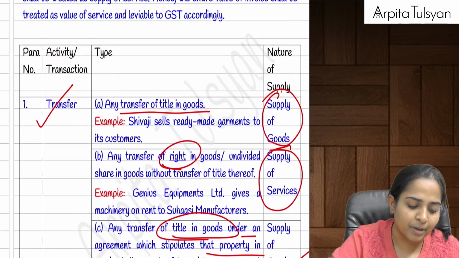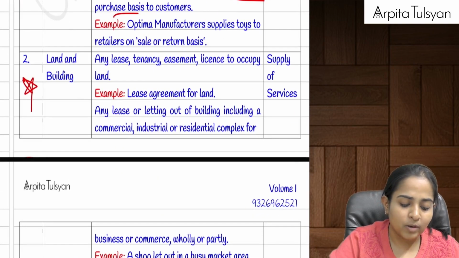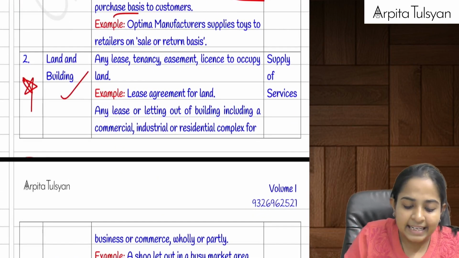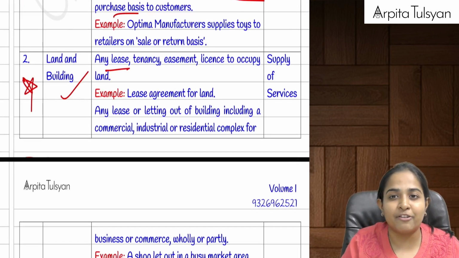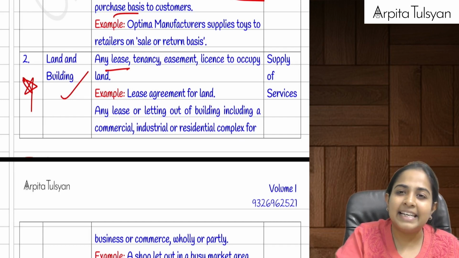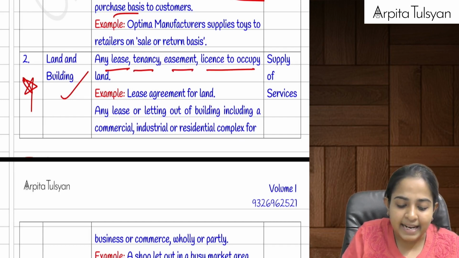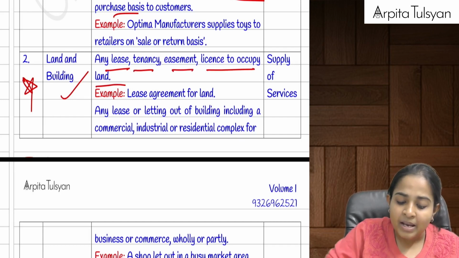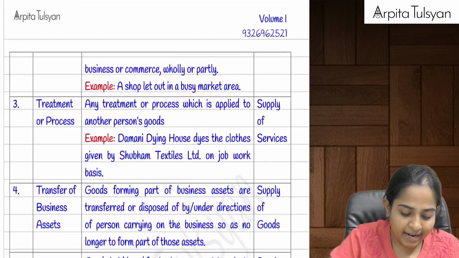Then second one, very, very important. This is para number 2, land and building. Any lease. Now you should be able to give me the answer. You just have to identify whether it is goods or services. Any lease, tenancy, easement, license to occupy land, etc. Then it will be considered as supply of services.